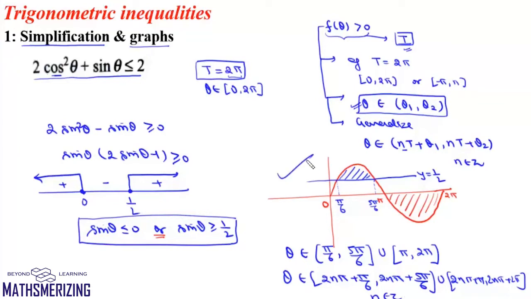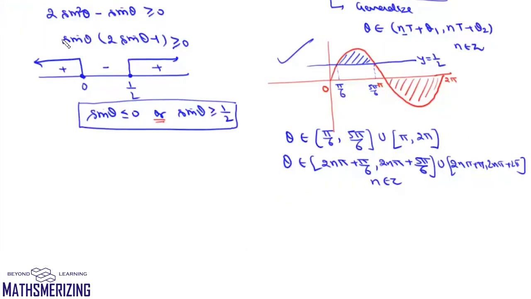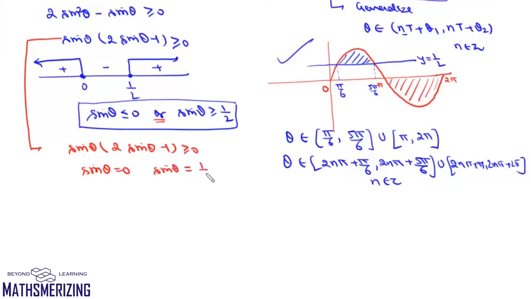Another method to solve this inequality is using fundamentals from polynomial inequality. We'll consider this inequality again: sin theta times 2 sin theta minus 1 is greater than or equal to 0. The critical points are sin theta equals 0 and sin theta equals 1 by 2. Sin theta is 0 at 0, pi and 2 pi, and sin theta is 1 by 2 at pi by 6 and 5 pi by 6.